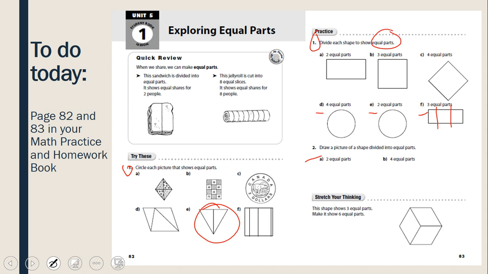Next, for number 2, you are going to draw a picture of a shape that is divided into 2 equal parts and 4 equal parts. And you can do any shape you want, okay? It could be 1 shape, it could be 2 shapes, it's up to you, but make sure that you are showing me 2 equal parts and 4 equal parts. As always, the stretch your thinking is a bonus, so it's optional. You do not have to complete it. But if you do, then you just have to make it show 6 equal parts, okay?